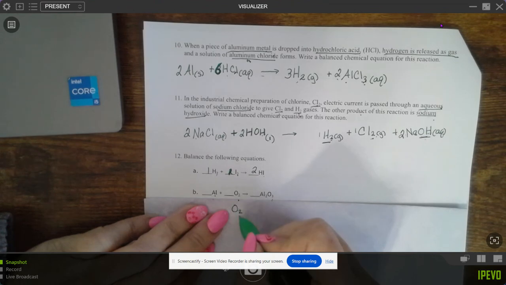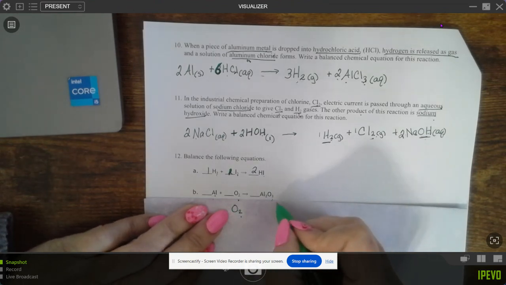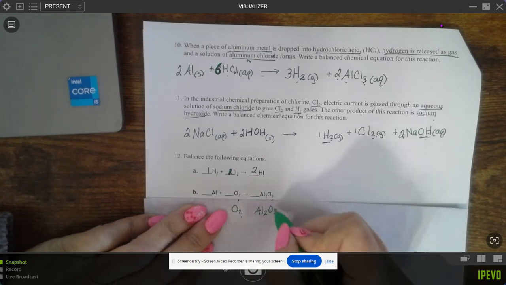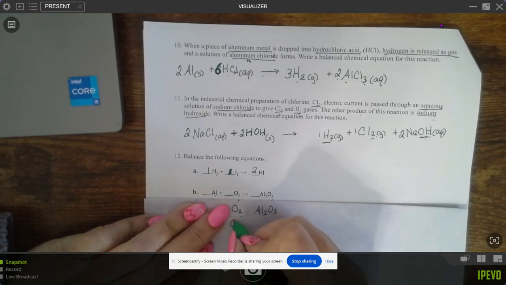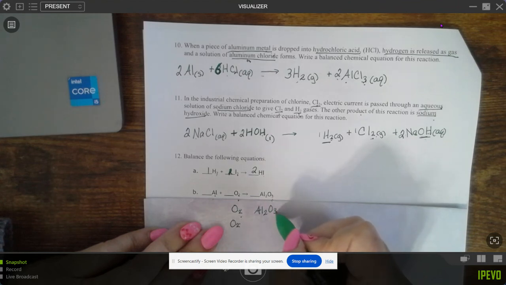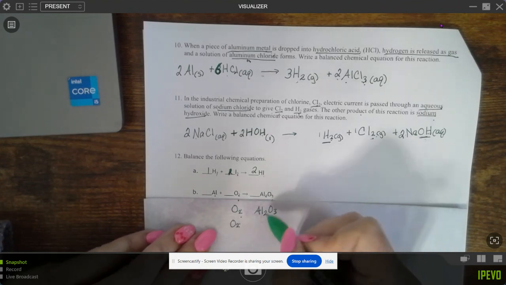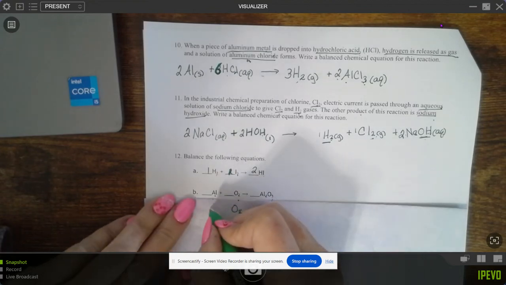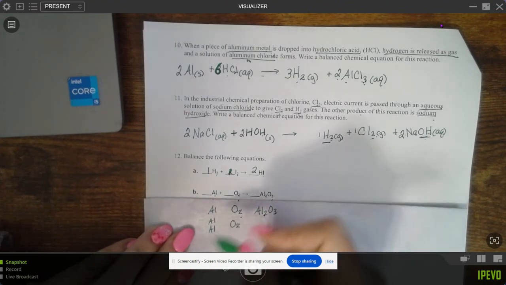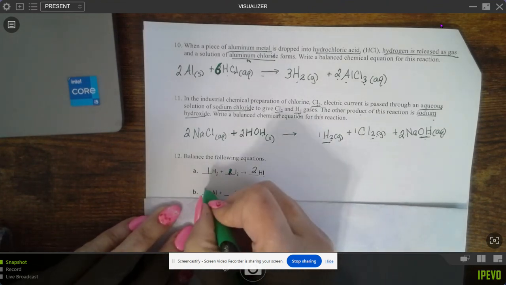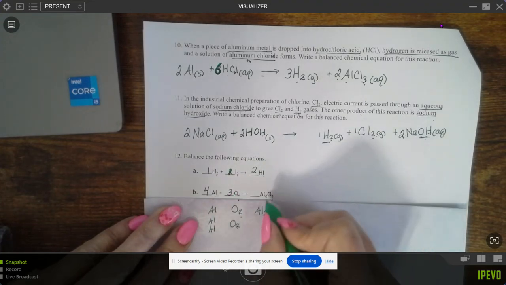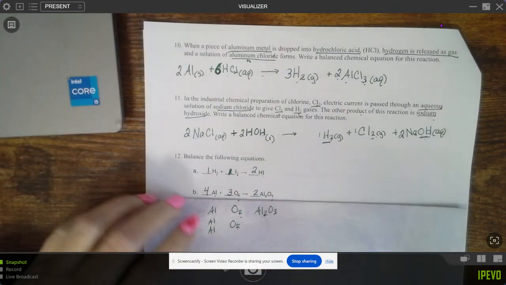I know I've got 3 here and 2 here, so I need at least 1 more of these. Now I have 4 oxygen. Here I have 3, so I need more oxygen over here. So I'm going to make another Al2O3. Now I've got 6 oxygen. Here I've got 4, so if I put a third one, I've got 2, 4, 6 oxygen and 3, 6 oxygen. And now I have 2 plus 2, I have 4 aluminum. So if you do it this way, I count 4 aluminum, 3 O2, and 2 Al2O3. Those are my coefficients.